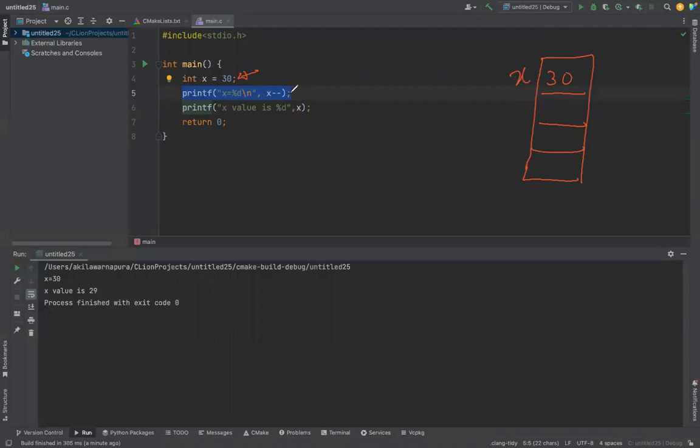Okay. Then when you execute this line, that be line number 5, x minus means postfix operator. First assign this x value to the printf function. Assign x value, then it prints the 30. It prints 30. Okay. After that, this minus happens before you go to the line number 6.